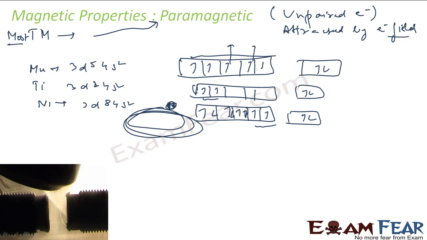I'm talking about the first series now: scandium, titanium, vanadium, chromium till zinc. In the first series, the magnetic moment due to orbital angular momentum is not much. You can ignore that, right? So we'll talk about only the magnetic moment due to spin angular momentum.